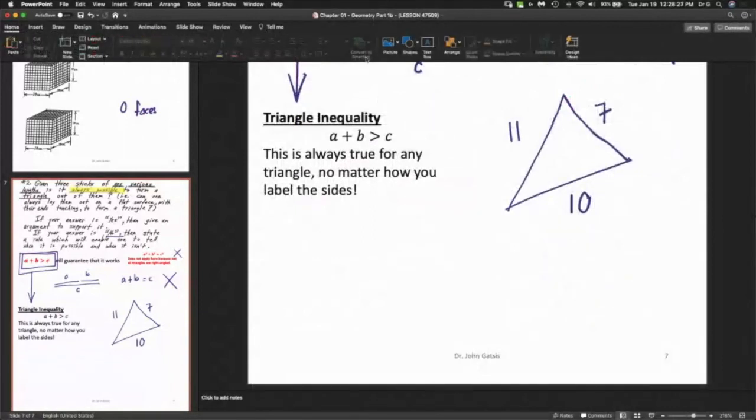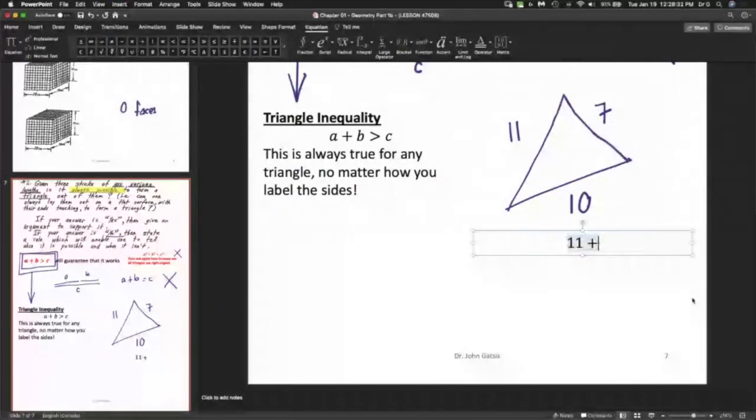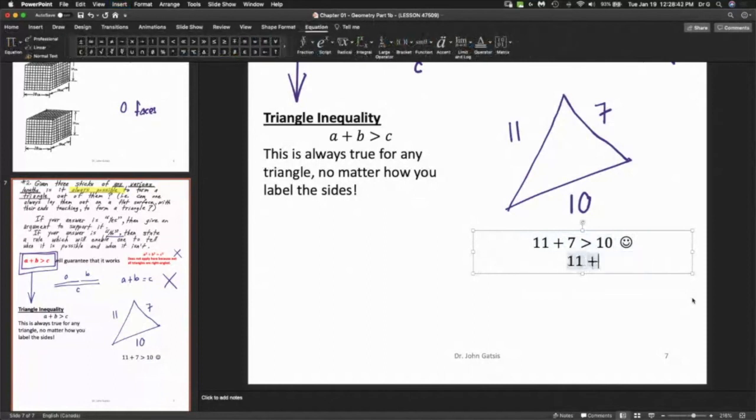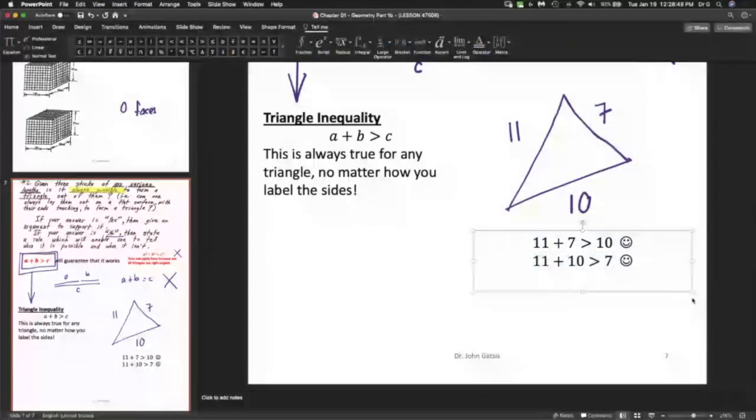So let's try this out. Let's take two of the sides and add them up. Ready? 11 plus 7 is greater than 10. Is that true or false? Okay, how about this one? How about 11 plus 10? Is that greater than 7? True or false? And finally, 7 plus 10.